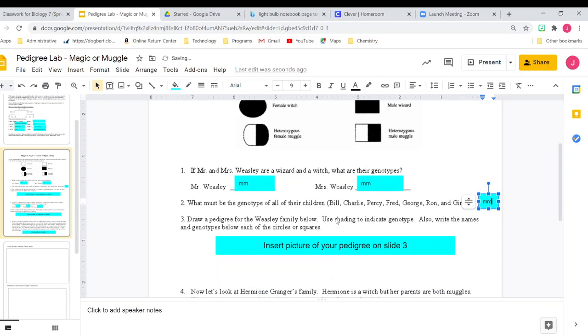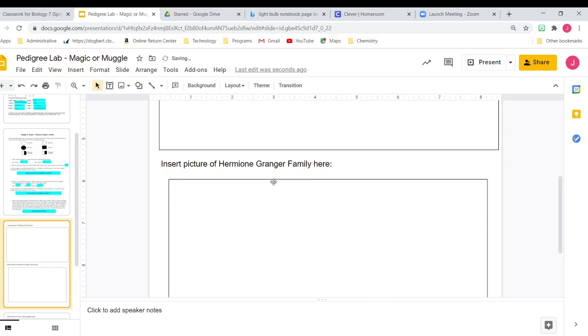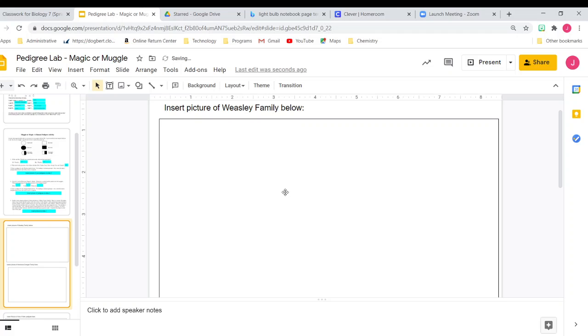Then I want you to create a pedigree. So go ahead, draw it on a piece of paper, and then I want you to insert that picture onto slide 3 here as soon as it gets here at the top. And how do you do that? Well, if you've taken that picture with your phone, I want you to go ahead and upload that picture to your Google Drive of your student account.